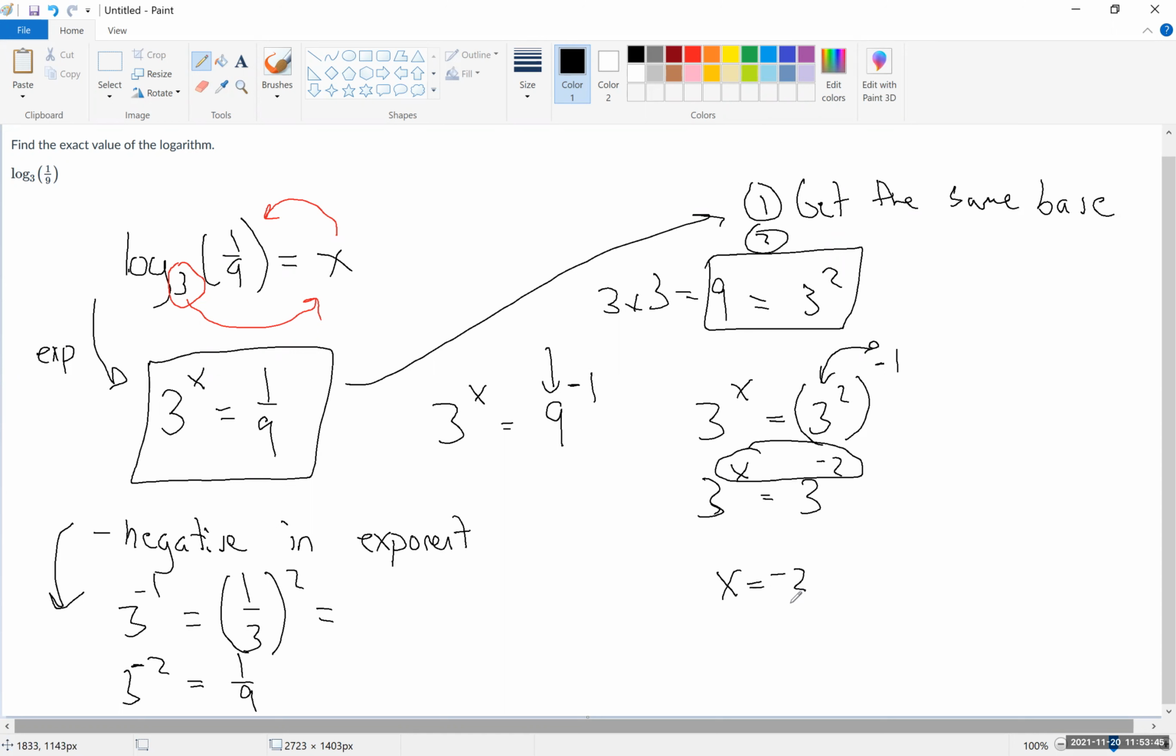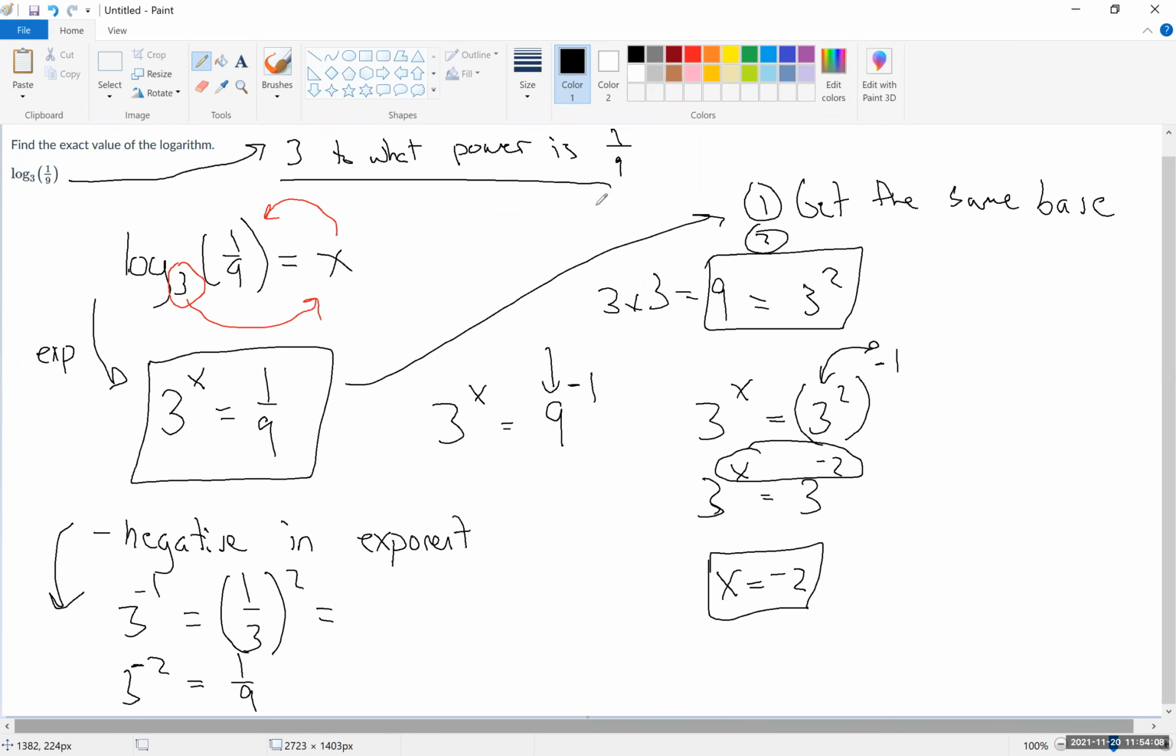Okay. The other way that you can look at these, when you get really good at exponents, you can always ask yourself the question. This question, log base 3 of 1/9 asks 3 to what power is 1/9. As you get really, really good, you can ask yourself this question and you will know the answer to it without going through a whole bunch of work. If you really, really spend a long time on logarithms, exponents.